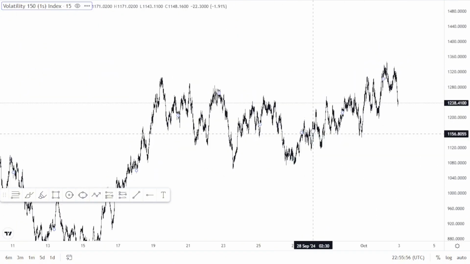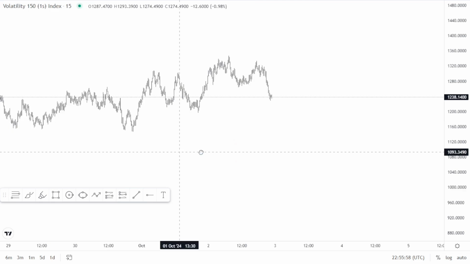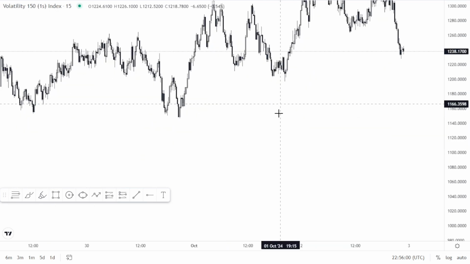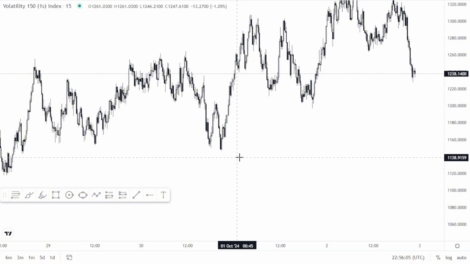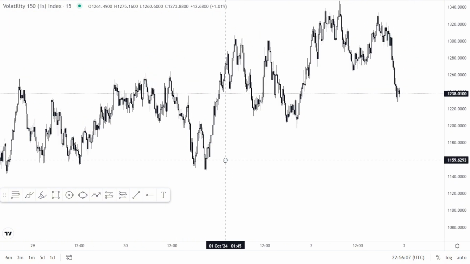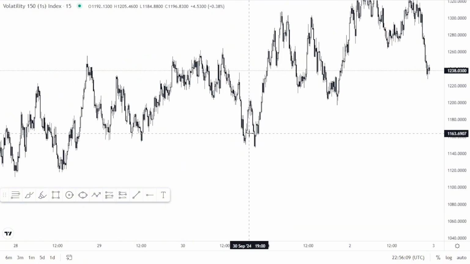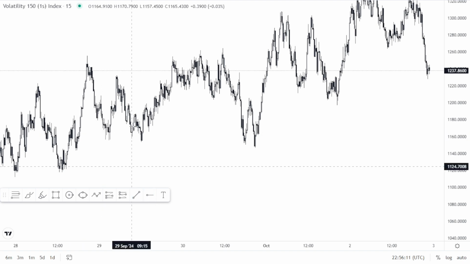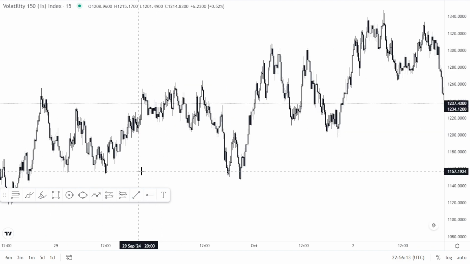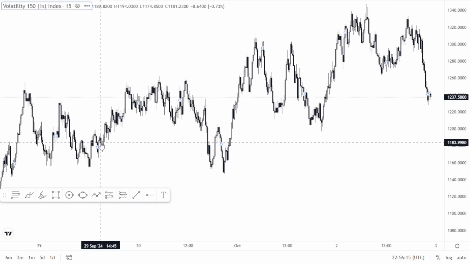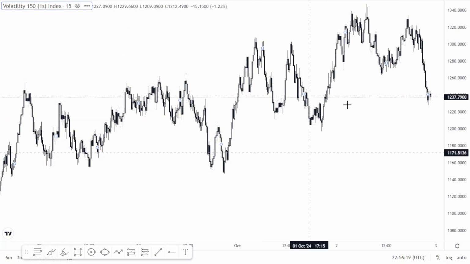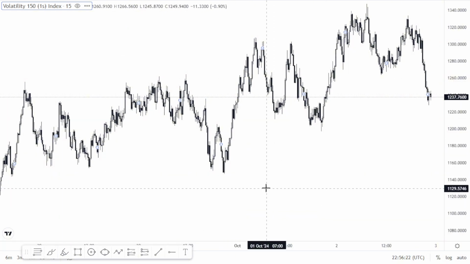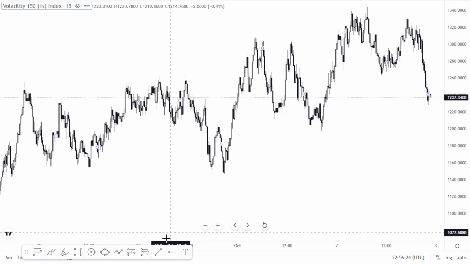On VIX 150, you can clearly see that this market has actually been pushing to the upside. Since the market has been pushing to the upside, what do you want to do? You want to look for buys. You want to look for buy opportunities. Right here, this is the latest structure which we can see. From the 15 minutes time frame, the market is pushing to the upside, creating higher highs and higher lows. So what are you going to do? You're going to look for a pullback.